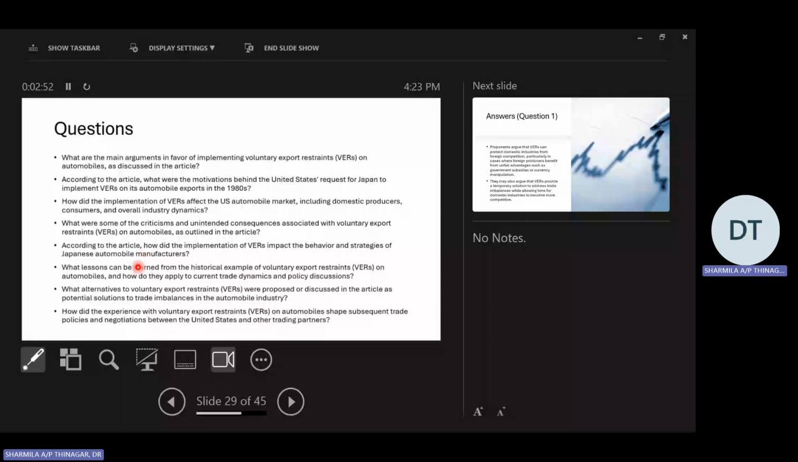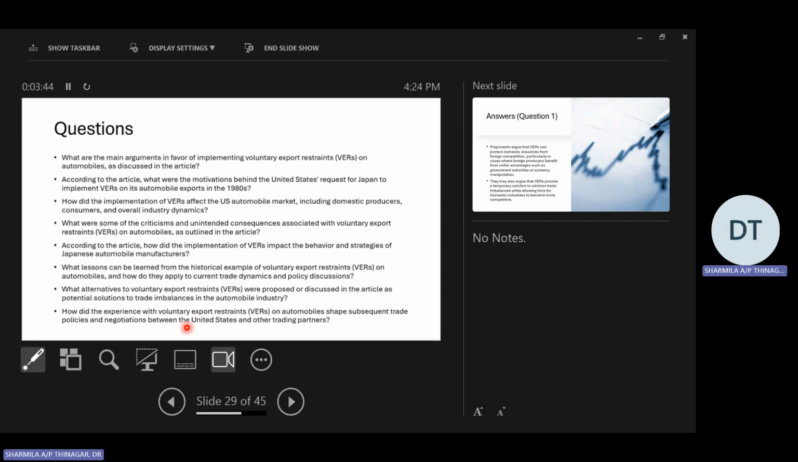Okay. This one is alternative. So you can see, right, under the non-tariff barriers, you have other policies as well. So which one might be the most effective one if I'm not using the VER? It's because they ask you alternative, right? So you have to remember and you must be able to explain also. Okay. Then they ask you how did the experience with the VER affect the trade policies and negotiation, right? So this is the overall, like a conclusion.